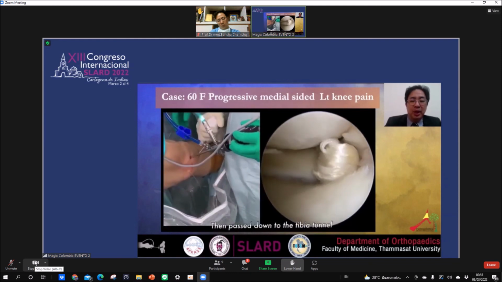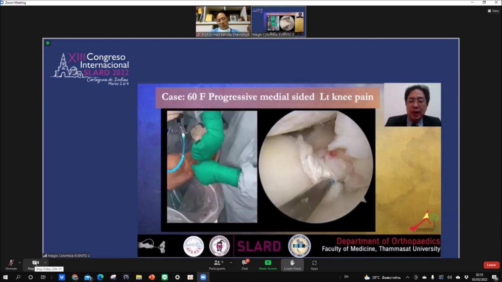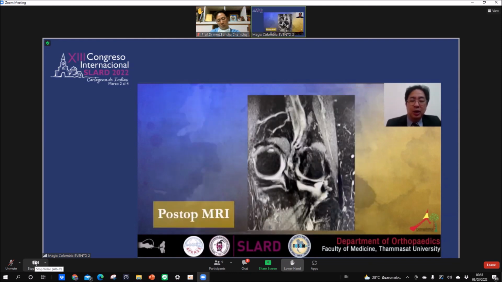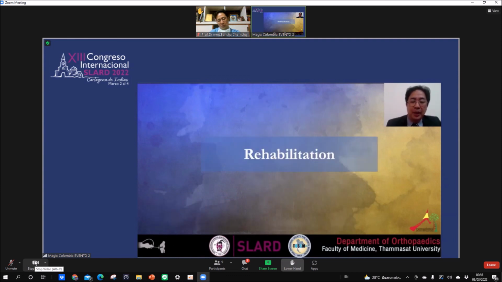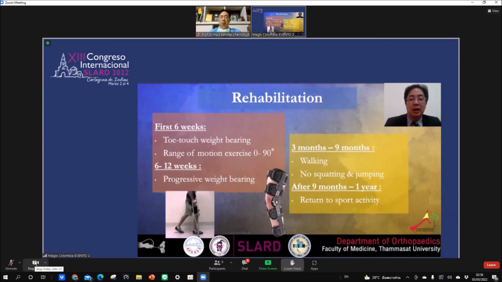60 years old, medial meniscus root tear. I did the root reconstruction for him. Nice root reconstruction healing into the bone 2 years after the surgery. Rehabilitation for the root tear needs to be very slow. It's easily torn if putting the weight on too early.